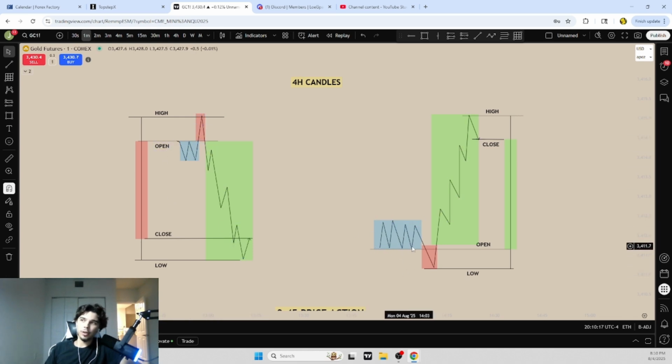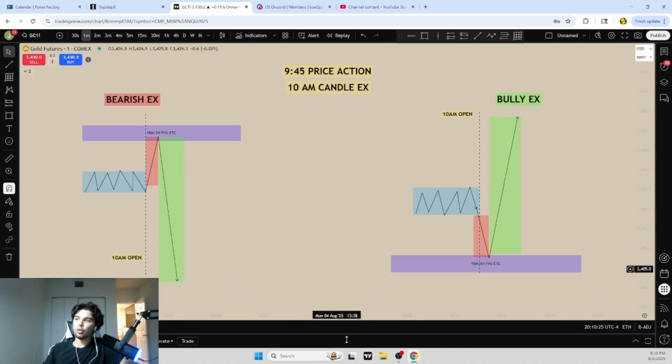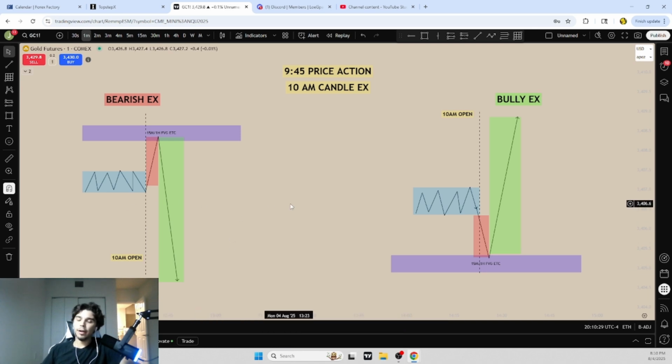Bullish example, we accumulate, manipulate lower, distribute higher, right? Pretty simple. So moving on to the 9:45 price action that I was just saying. This is the way I like to incorporate it, right? So again, around 9:45-ish, 9:47 each morning.